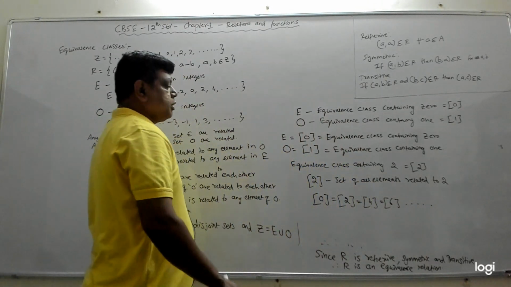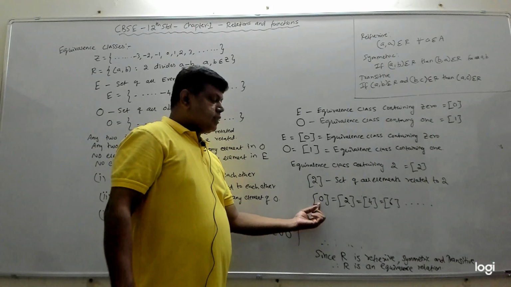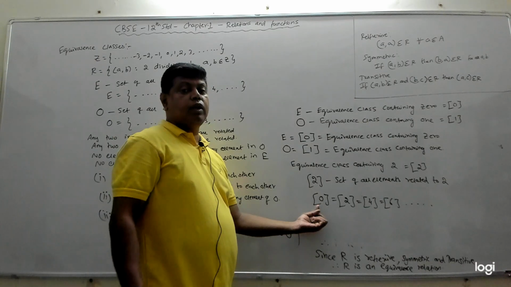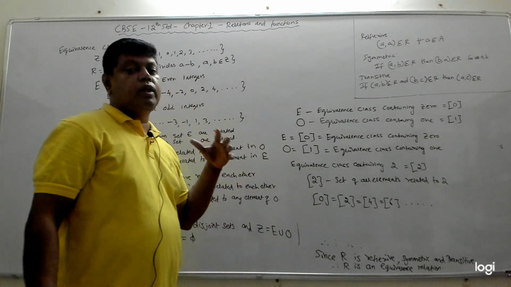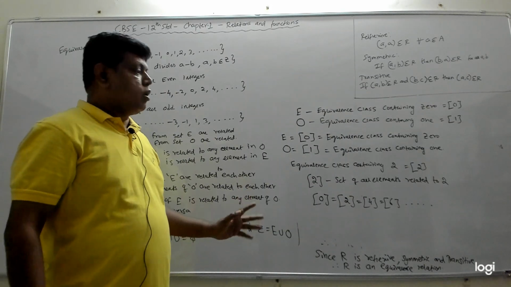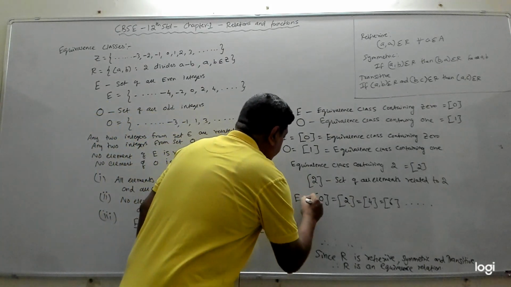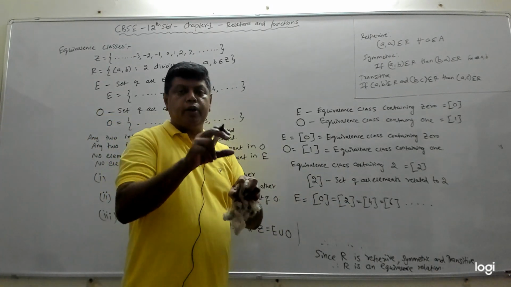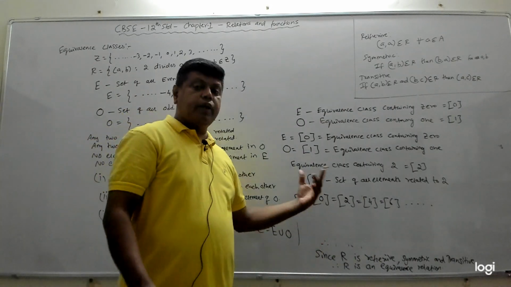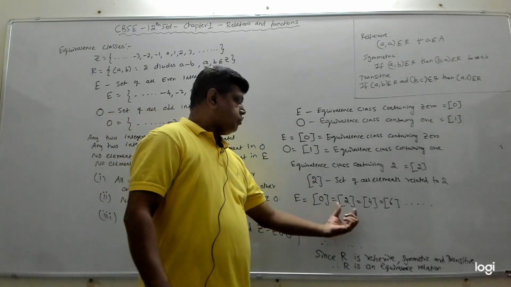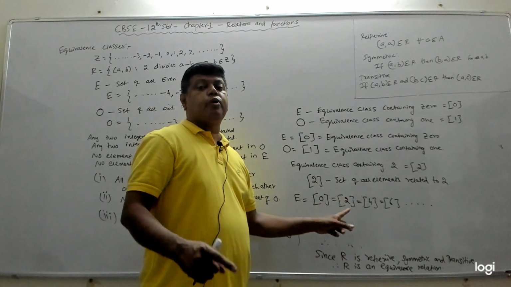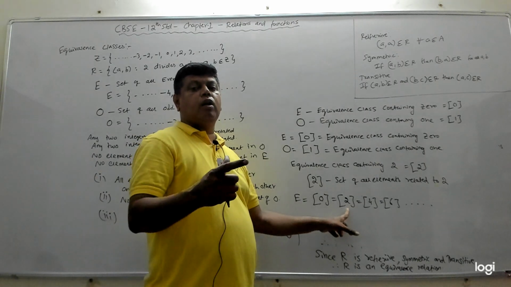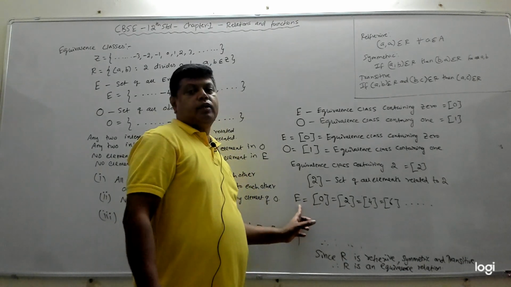It goes on. So equivalence class containing 0 means what? The set of all elements which are related to 0. Which are all the elements related to 0? All the even numbers are related to 0, which is our set E. And what is 2? Equivalence class 2 means if we put the box and write 2, we call that equivalence class containing 2. So equivalence class containing 2 means the set of all elements which are related to 2, and every even number is related to 2, which will give the set of all even integers, which is E.